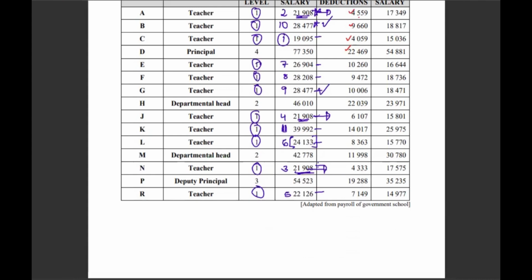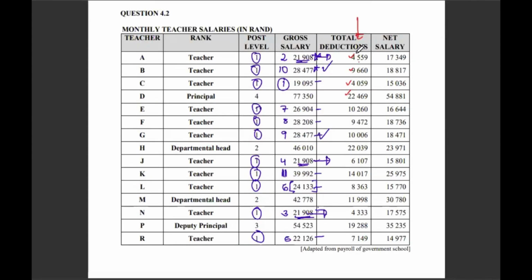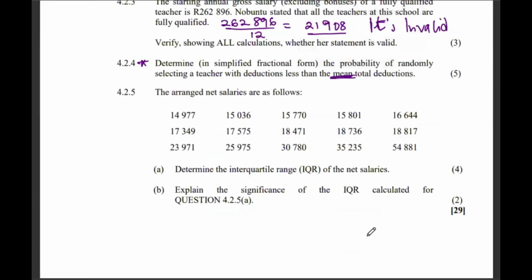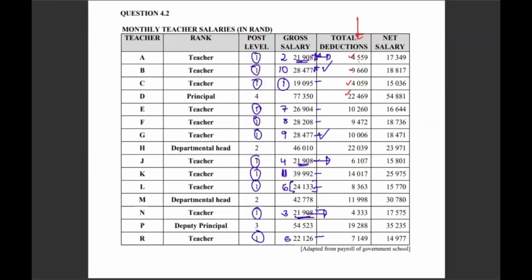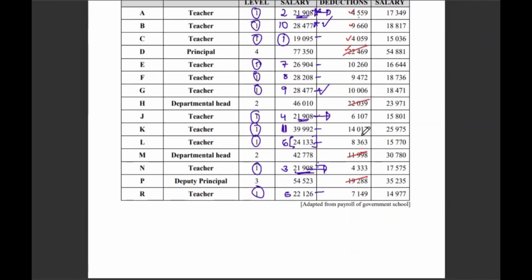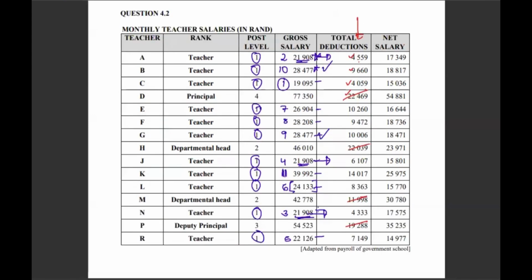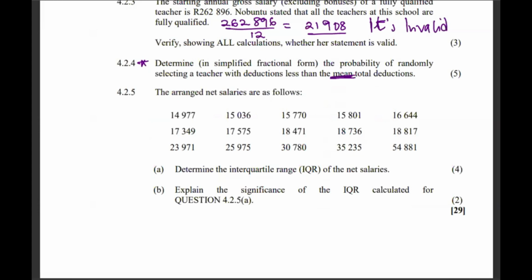So from here, you come back. How many are they altogether? Let me see. The question says the probability of randomly selecting a teacher. Okay, you add only for teachers. So this one is out, principal out. We're looking at teachers. Also, this one is out. Oh, I calculated the principal as well. So we're counting only the teachers now? Yes, because the question wants us to select a teacher. Okay, let me start again.